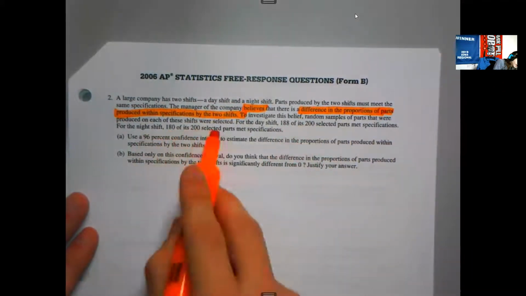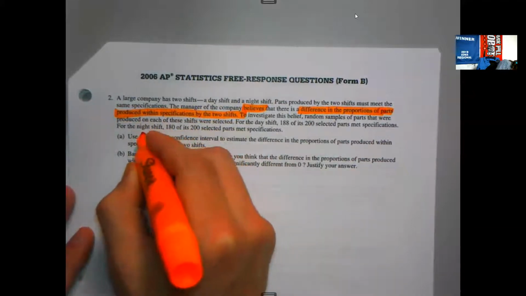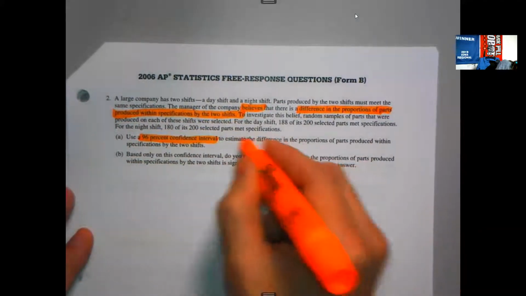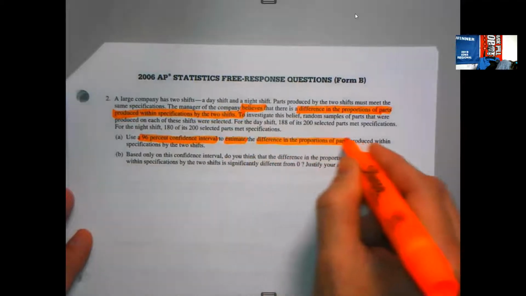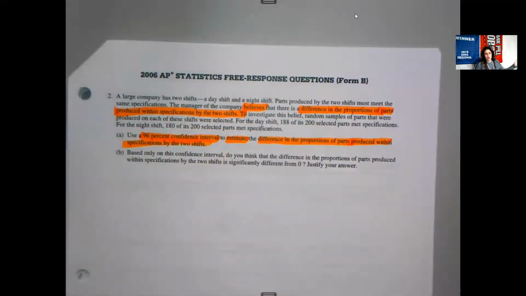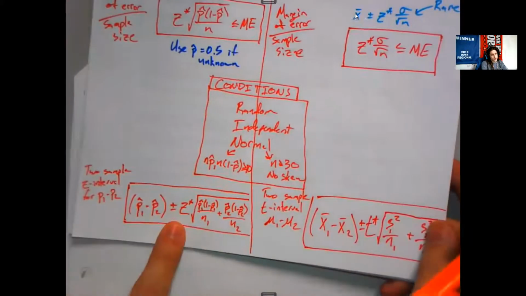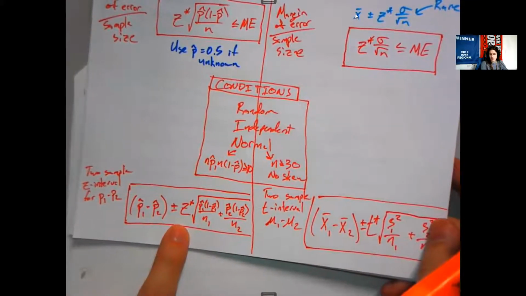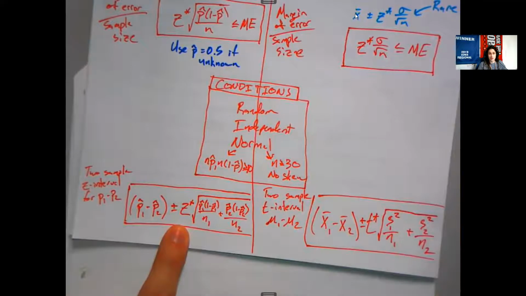For the night shift, 180 out of 200. We're going to construct a 96% confidence interval to estimate the difference in proportions of parts produced within specifications by the two shifts. You've got to say, okay, it's proportions, it's two samples, it's going to be a z interval. You've got to be calling this to mind down here. Two-sample z interval for p1 minus p2. In your calculator, it's called a 2-PropZInt.